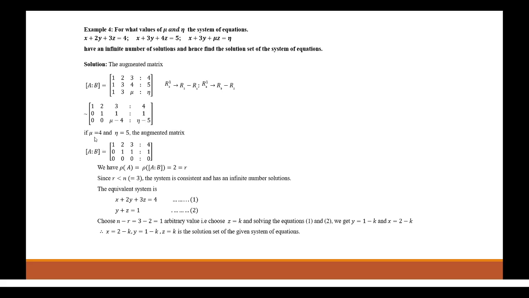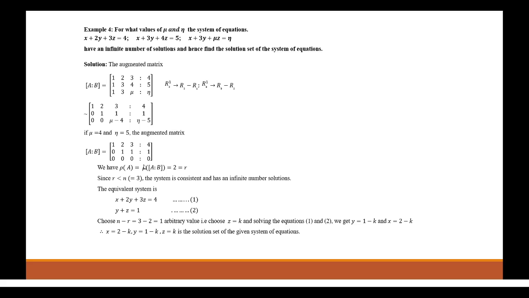Then we get, if we take mu equal to 4 and n equal to 5, the augmented matrix becomes this. The rank of matrix A is 2 and the rank of the augmented matrix R is 2. Since R is less than n, the rank is 2 but the number of unknowns is 3, the system is consistent and has an infinite number of solutions. Then we find the solution for this system of equations.